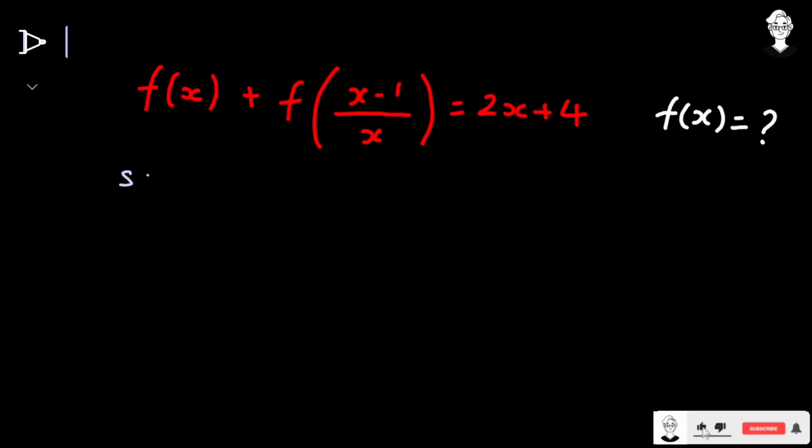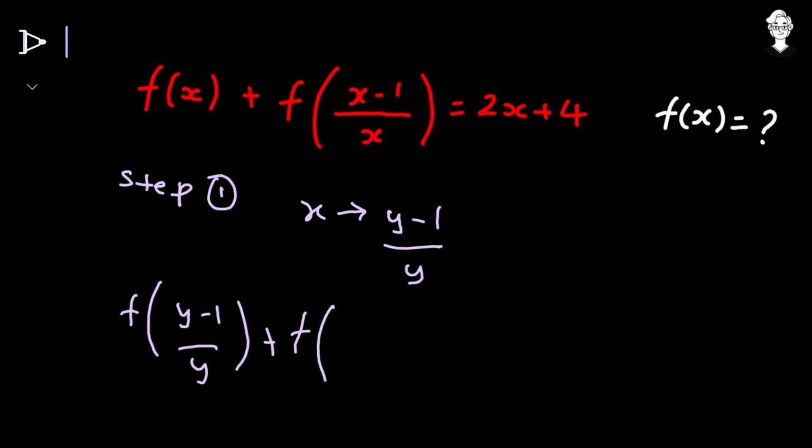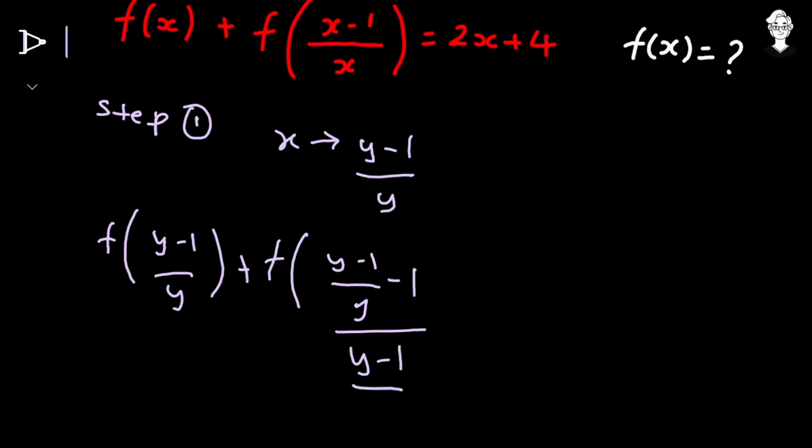So first of all, step 1, it can be solved in two or three steps only. The first step is that the x you can see in this whole equation, we will replace with some other value. I'm thinking to replace x with y - 1 upon y. So x has to be replaced with this particular value. So f(x) now turns out to be f((y - 1)/y) plus f of, in the second term, x is present over there too, so separately we have to put the value: (y - 1)/y minus 1, and in the denominator (y - 1)/y as it is.